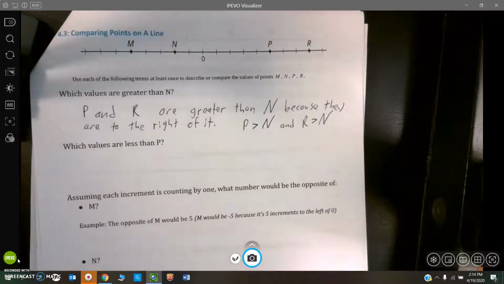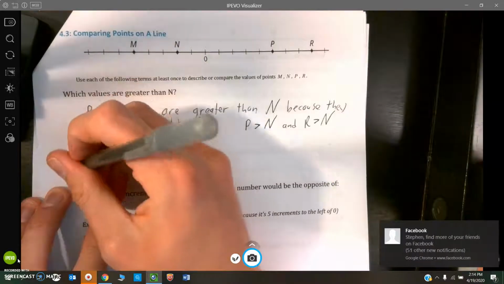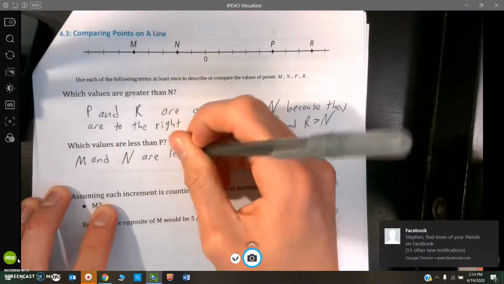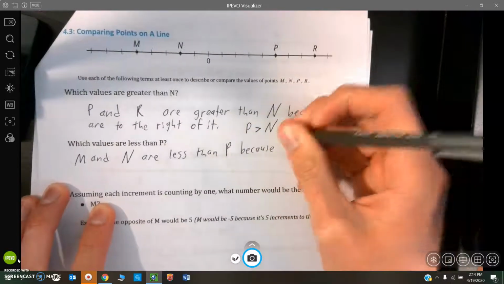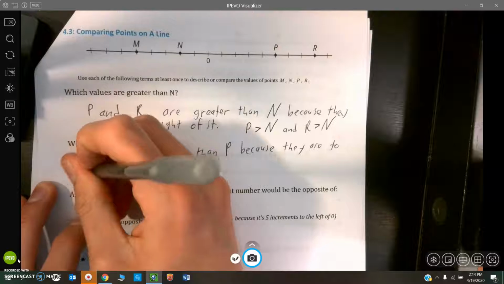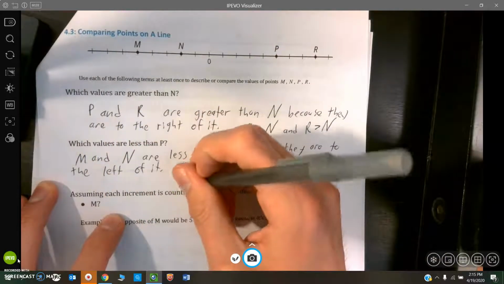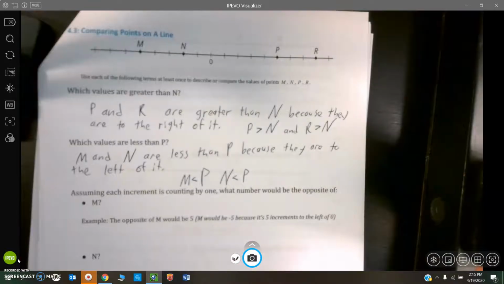Which values are less than P? So once again, if numbers to the right are greater, then numbers to the left of something would be less than. So here's P. To the left are M and N. M and N are less than P because they are to the left of it. Once again, as inequalities, M is less than P, N is less than P.